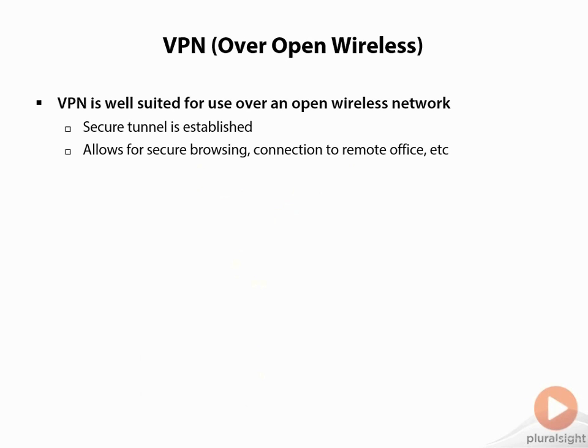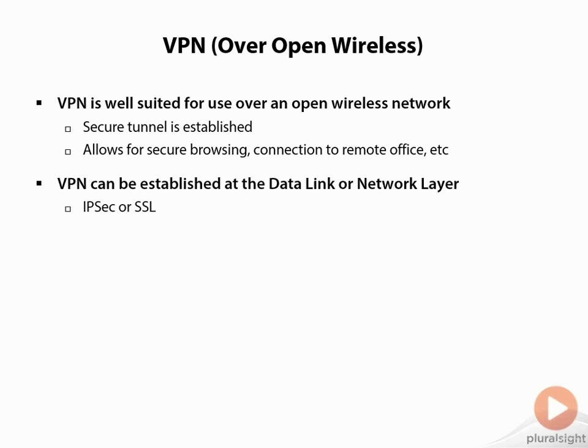It's actually your best bet. So a VPN, basically what it does, as we talked about before, it establishes a secure tunnel and a secure connection, encrypts that connection, so it allows for secure browsing, the connection to your remote office, or whatever it is that you need to connect to. So a VPN can be established at either the data link layer or the network layer, and it can use either IPsec or SSL. So it allows us to establish that secure connection and browse in an insecure environment.